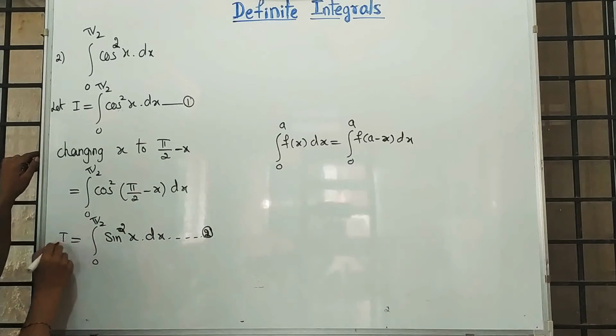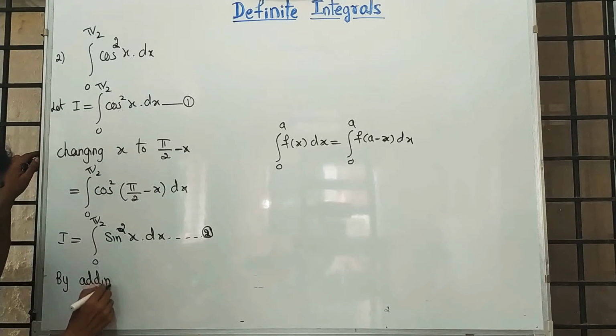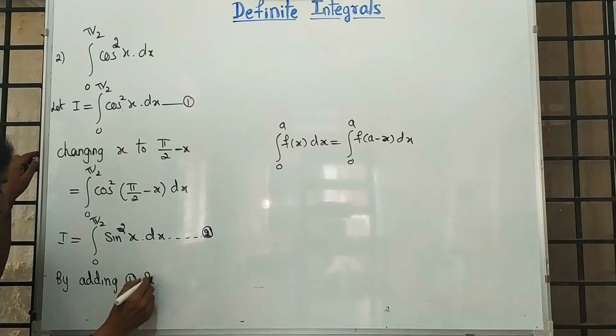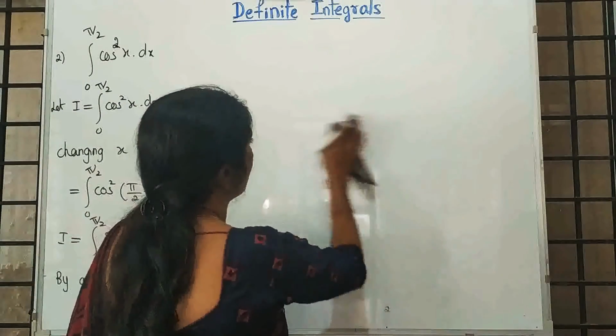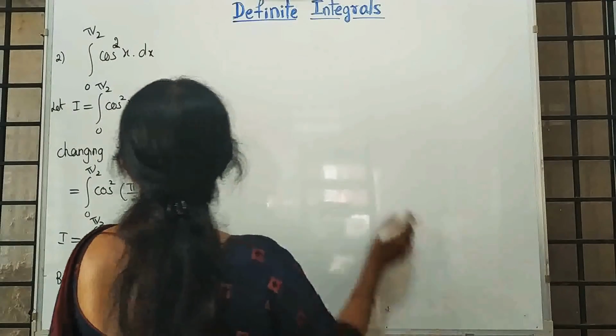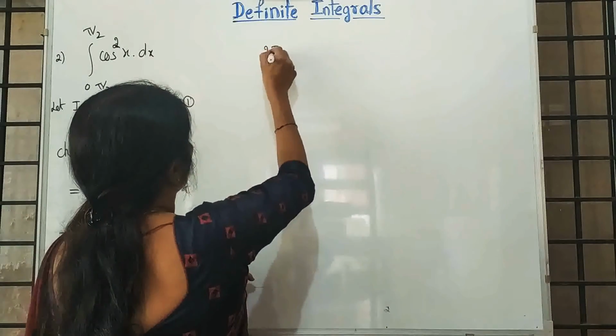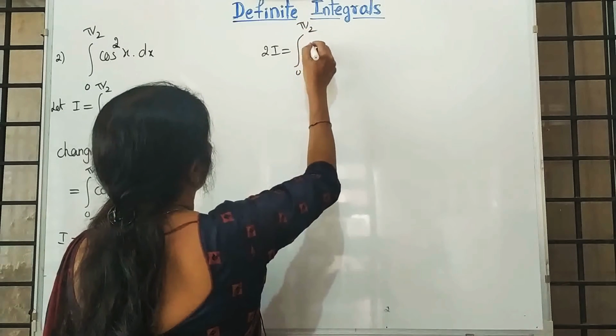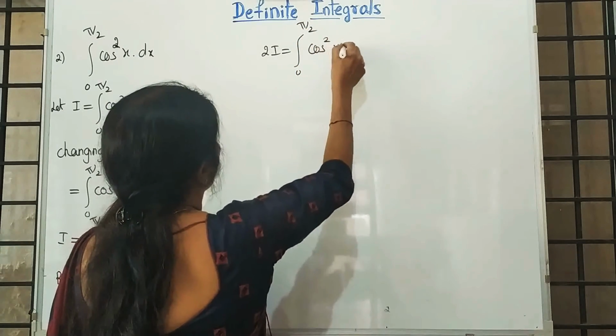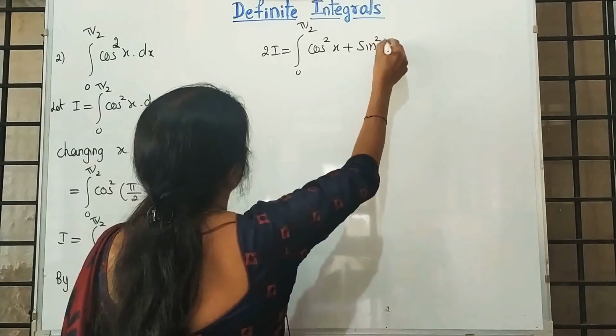Equation 2. This is I. By adding 1 and 2, see, their LHS are the same. That means we are adding LHS plus LHS is equal to RHS plus RHS. 2I is equal to, in the RHS the limits are the same, 0 to pi by 2, cos square x plus sin square x.